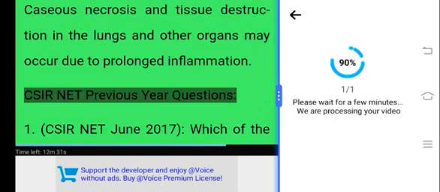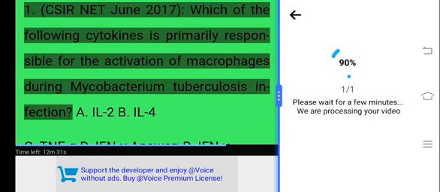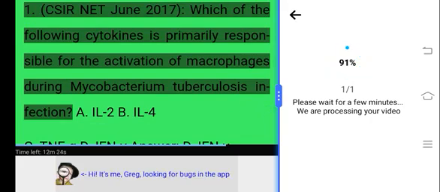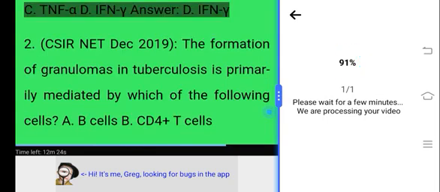CSIR-NET previous year questions. 1. CSIR-NET June 2017: Which of the following cytokines is primarily responsible for the activation of macrophages during Mycobacterium tuberculosis infection? A. IL-2, B. IL-4, C. TNF alpha, D. IFN gamma. Answer: D, IFN gamma.